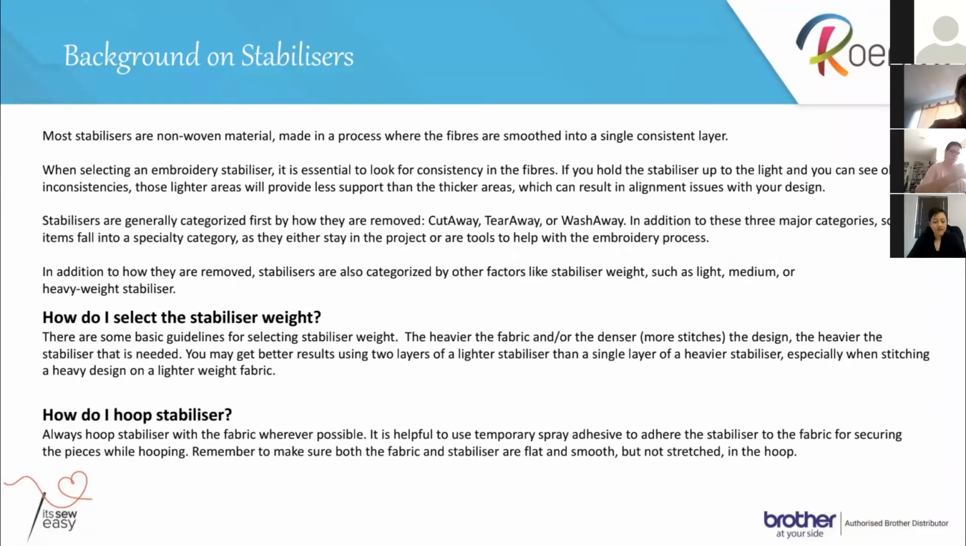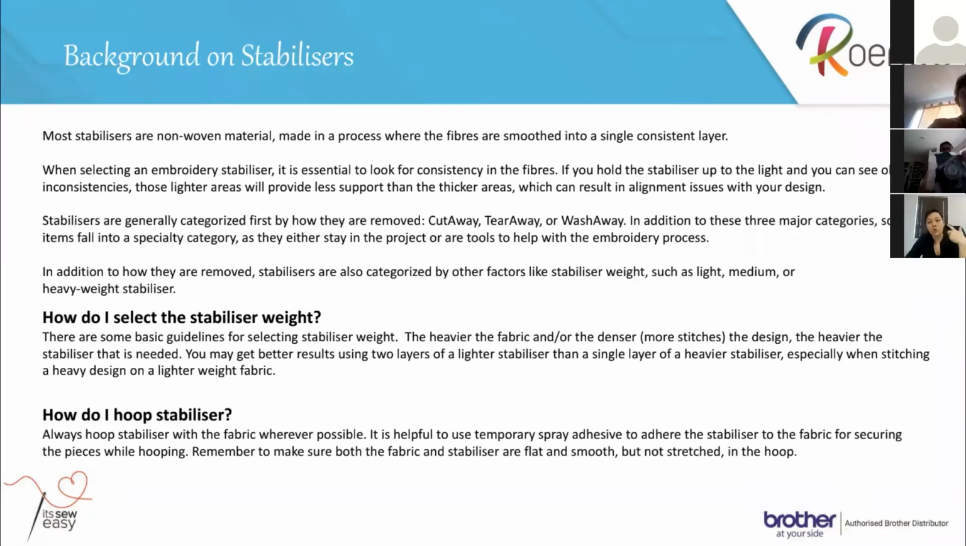Stabilizers are always categorized by how they are removed. So you get a cutaway, a tearaway, and a washaway. These are the three main categories. But then each category is broken down into subcategories, and this is either if they stay in or if they are removed, and the different weights.